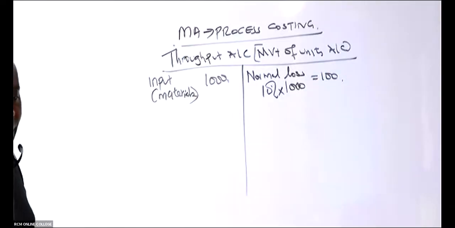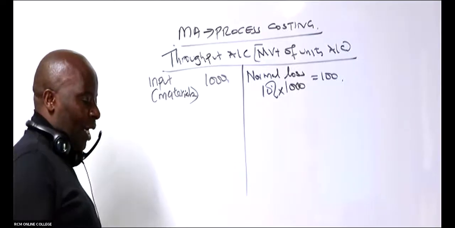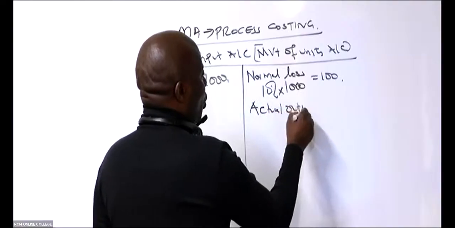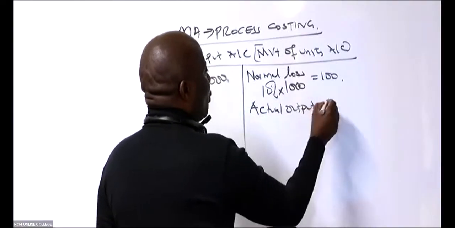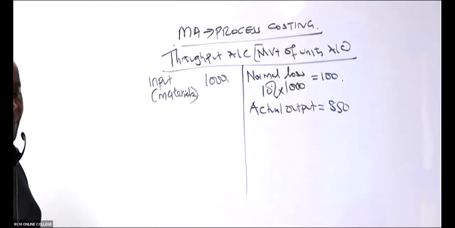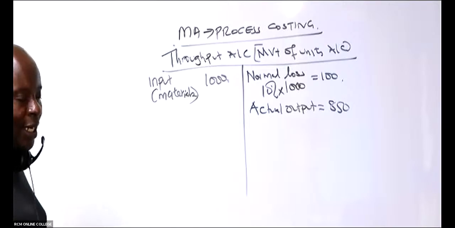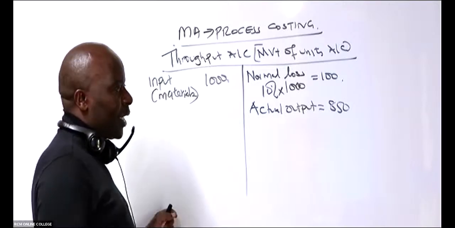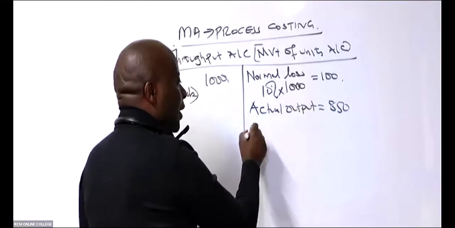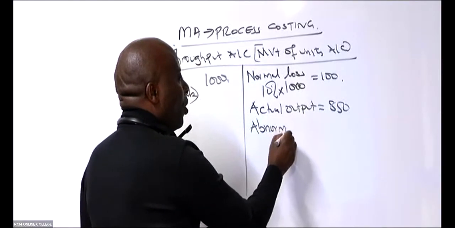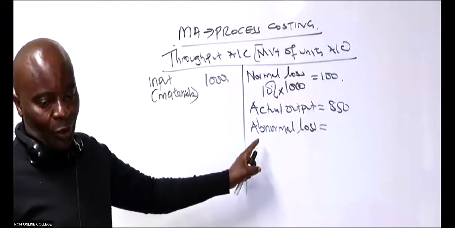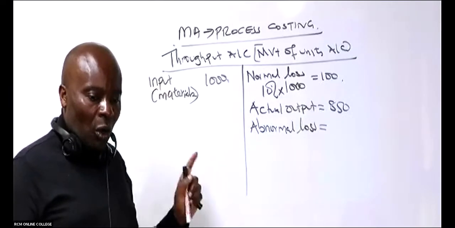And then, ladies and gentlemen, in the same question, they have given us the actual output, a figure of 850. So now I should be able to balance this account. If the balancing figure goes to the credit side, we call it an abnormal loss.